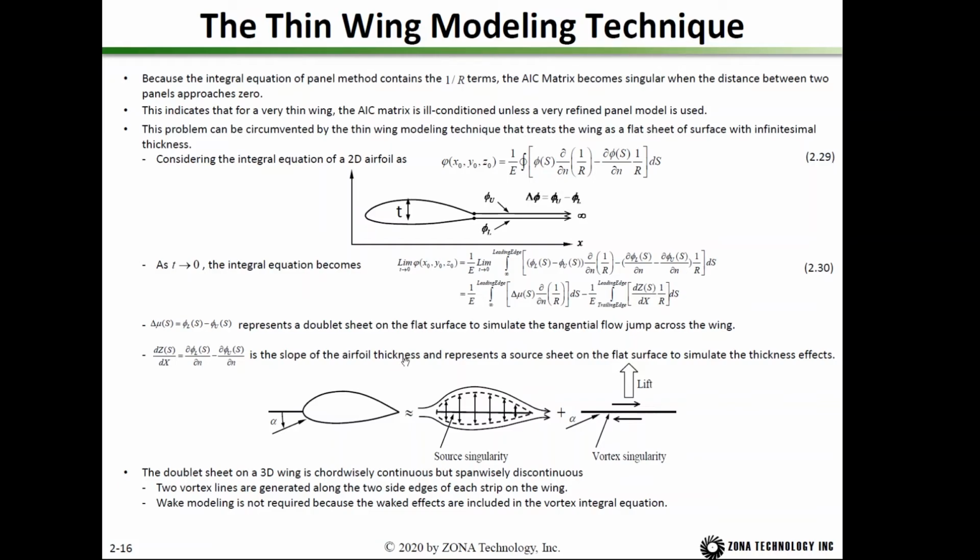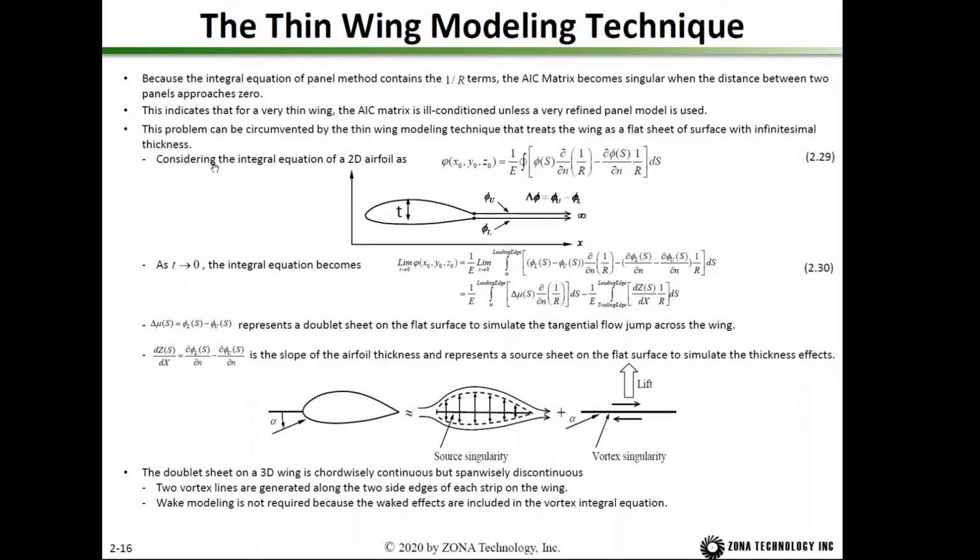Another modeling technique in ZONAIR is called thin wing modeling. Because the integral equation of a panel method contains 1/r, the AIC matrix becomes singular when the distance between two panels approaches 0. This indicates that for a very thin wing, the AIC is ill-conditioned unless a very refined panel model is used. This problem can be circumvented by the thin wing modeling technique, which treats the wing as a flat sheet of surface with an infinitesimal thickness.